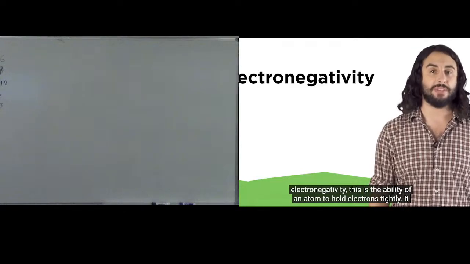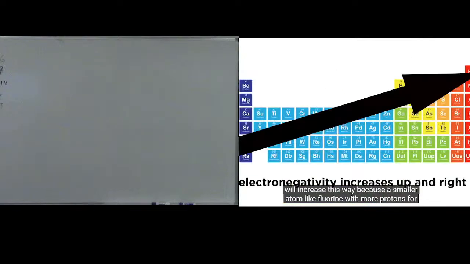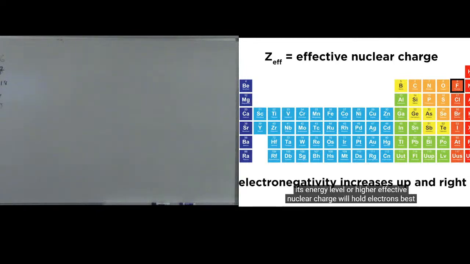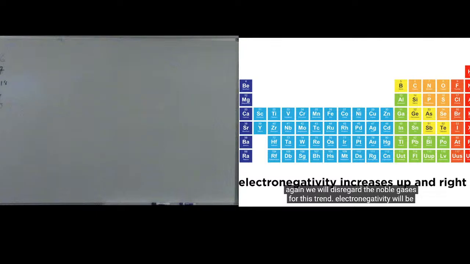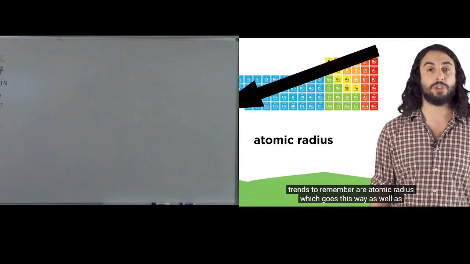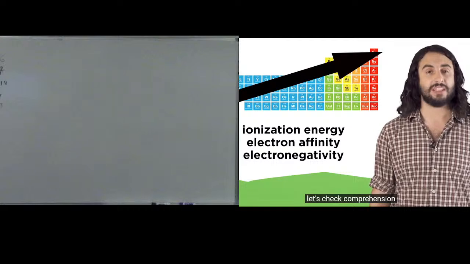Lastly, we want to look at electronegativity. This is the ability of an atom to hold electrons tightly. It will increase this way because a smaller atom like fluorine with more protons for its energy level, or a higher effective nuclear charge, will hold electrons best. Again, we will disregard the noble gases for this trend. Electronegativity will be important in the next clip where we learn about chemical bonds. So the trends to remember are atomic radius, which goes this way, as well as ionization energy, electron affinity, and electronegativity, which all go this way. Let's check comprehension.